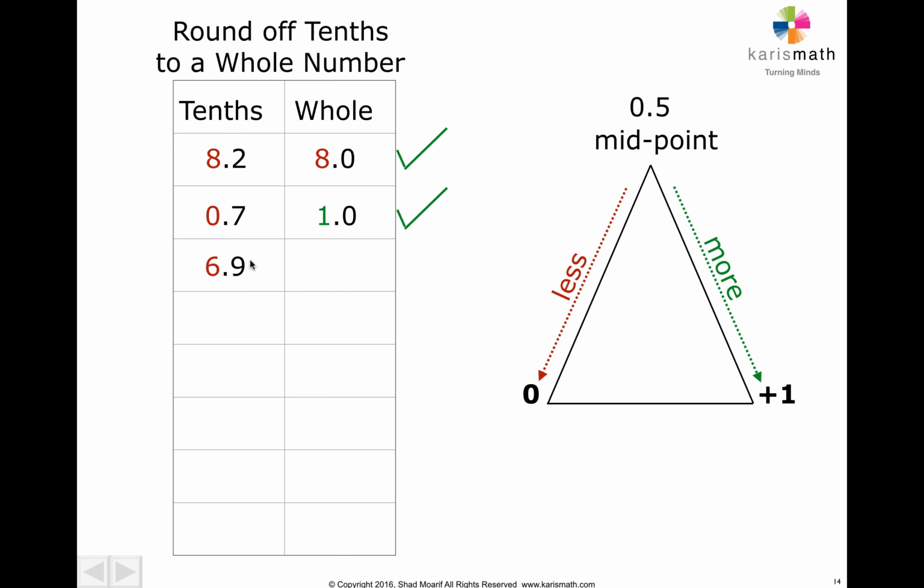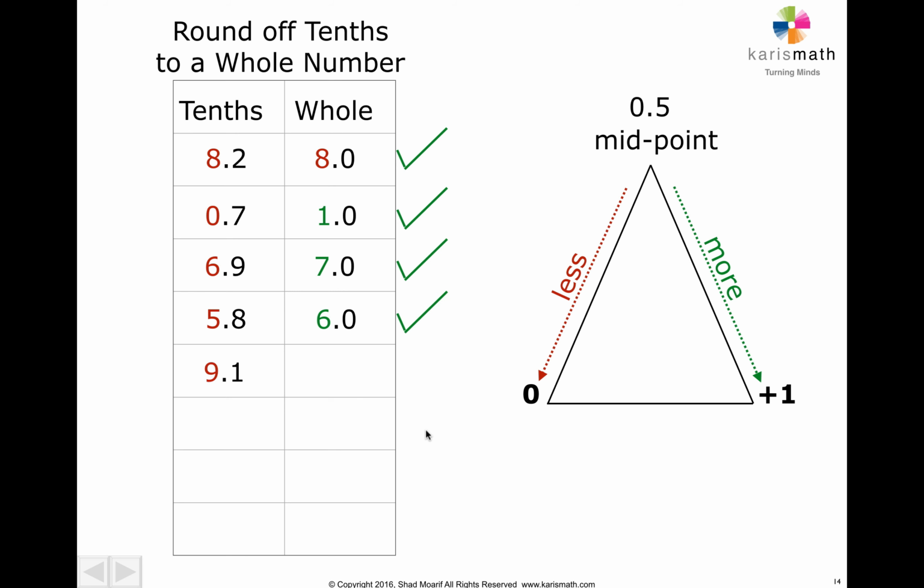What about 6.9? 0.9, is that more than 0.5? Yes, so 0.9 will fall here. So it'll roll towards 1, so add 1 to 6, and it becomes 7. That's the idea. Got it? What about this one? 5.8. What do you think this will roll towards? 5.8. Very good. It becomes 6 because 0.8 will roll towards 1 whole. Add that 1 whole to 5, and it becomes 6.